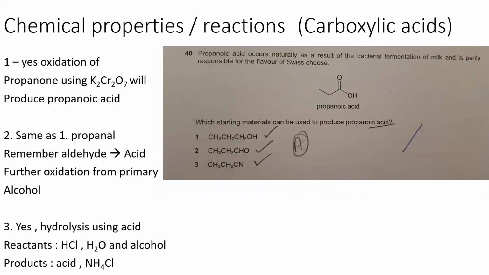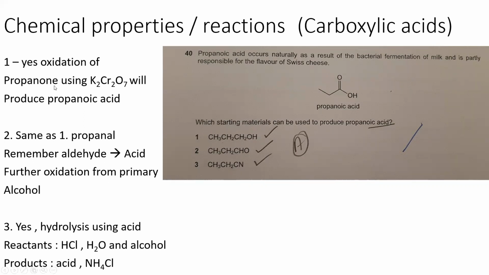Okay, let's talk about this one. So propanoic acid occurs naturally as a result of bacterial fermentation of milk and is partly responsible for the flavor of Swiss cheese, and they're given propanoic acid's formula. So which starting materials can we use to produce propanoic acid? So what's the first compound? The first compound is a 3-carbon alcohol. So propanol. So propanol will react with K2Cr2O7 to produce propanoic acid.